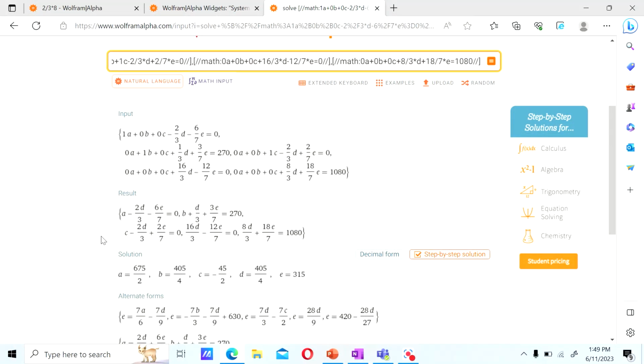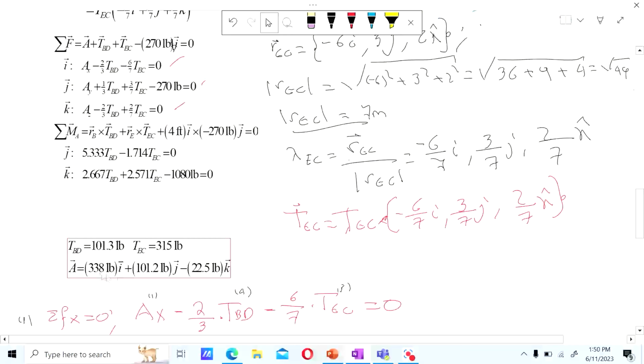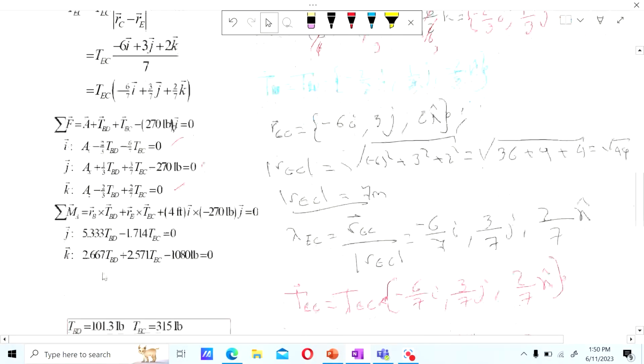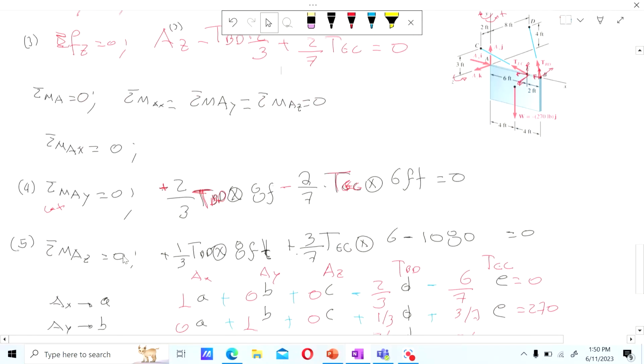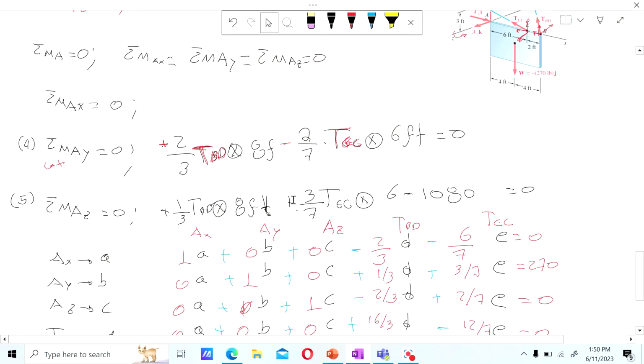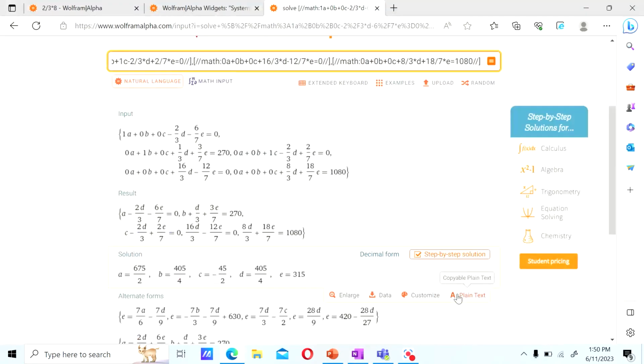Okay, 675 divided by 2. The solution is right here. So 675 divided by 2 is 337.5, and they got 338. Excellent. Well, let's check something here, though. They have positive 2.57, and we have positive. Therefore, yeah, that was a typo. This was positive in the equation, and I put a negative. Okay, so let's go ahead and do the solution here.